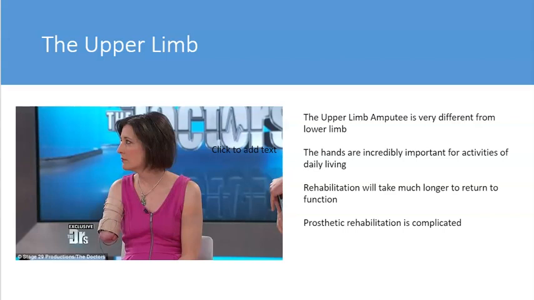We've got some big changes to the upper limb, because if you think about how important your hands and your arms are in the functions of daily living, life is going to change irreparably. So we've got to think about the prosthetic rehabilitation. You can get some very easy ones, the split hook, which involves moving your shoulder to open and close a hook, which is the classic version.